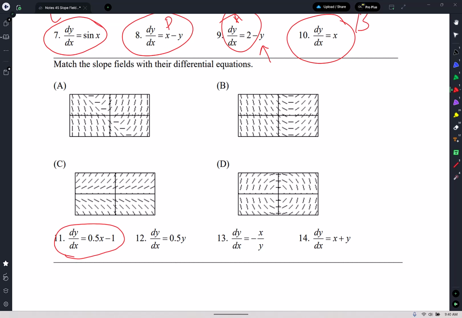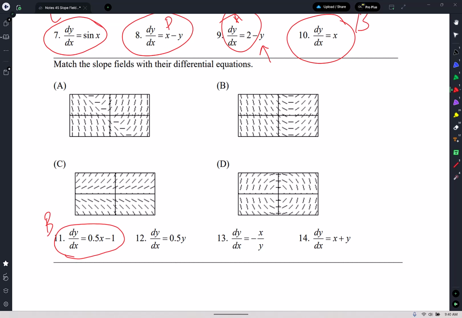Look at how right there it looks like there's slopes of 0. Oh, that looks like x equals 2. Oh, look at that. Half of 2 is 1. 1 minus 1 is 0. So what's the answer to number 11? B. Do you see how we did it? Okay. Do you see the critical thinking, the analyzing? Okay.